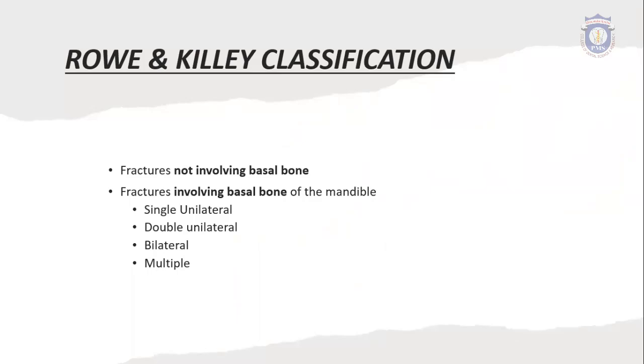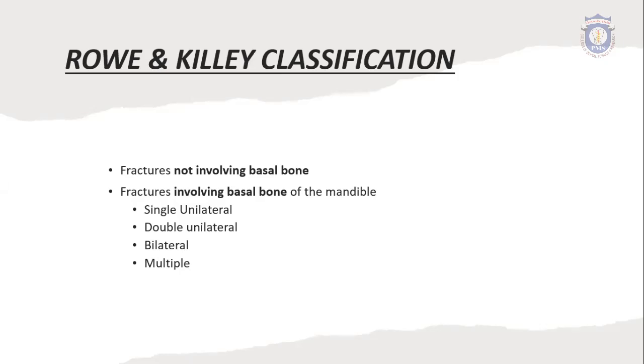Now, having understood the basic classification, we'll move on to some other classifications. The Rowe and Killick classification. This classification is also quite simple. Not commonly practiced, but it's quite simple. There are two basic classes. He has divided it into two. One is involving the basal bone, the other is not involving the basal bone.